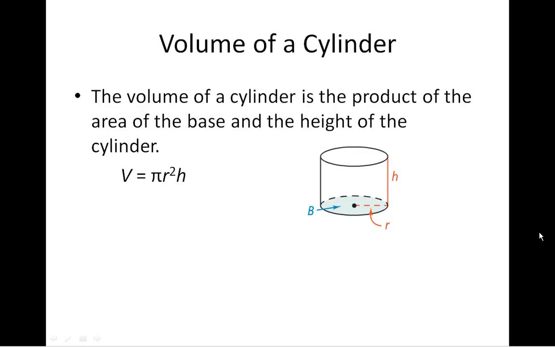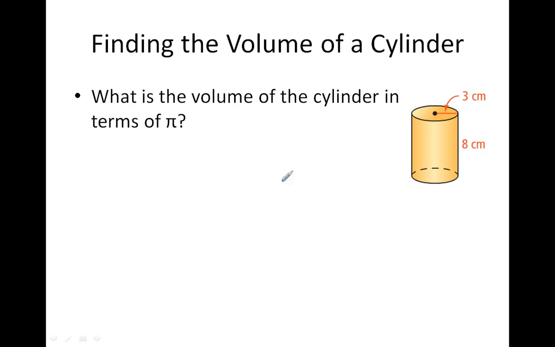Now to find the volume of a cylinder, it's the same idea. We're doing the area of the base. The base is a circle, so we have pi r squared, times the height. So let's look at an example. Volume for a cylinder is pi r squared h, the area of the base, times the height.